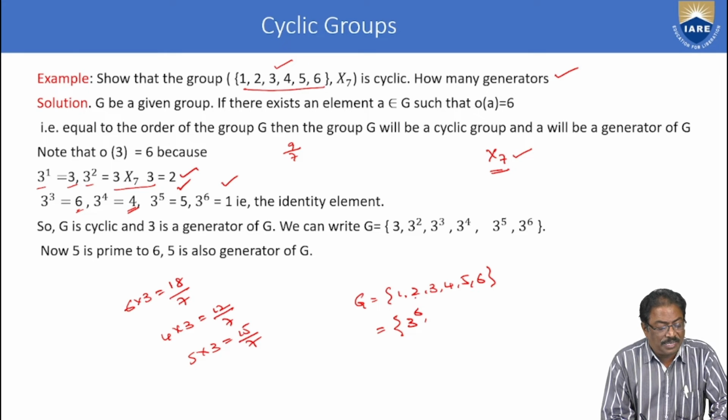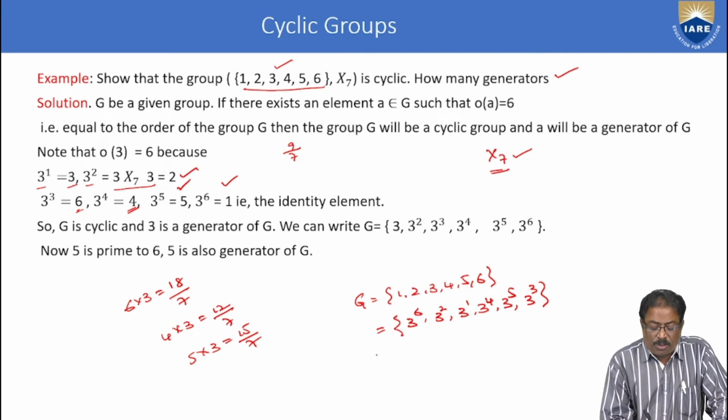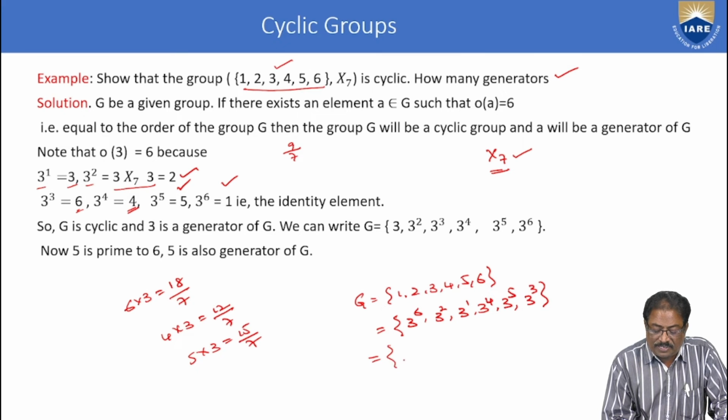2 I write as 3 squared. 3 I write as 3 power 1. 4 I write as 3 power 4. 5 I write as 3 power 5. And 6 I write as 3 cubed. Now I represent these in ascending order: 3, 3 squared, 3 cubed, 3 power 4, 3 power 5, 3 power 6.